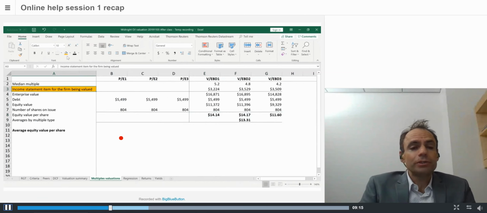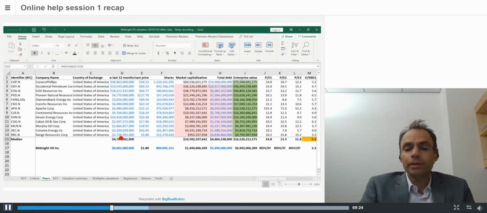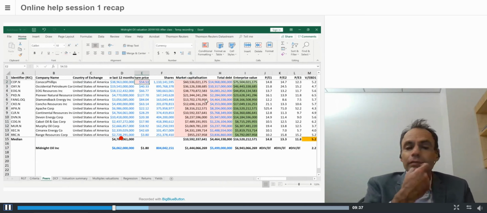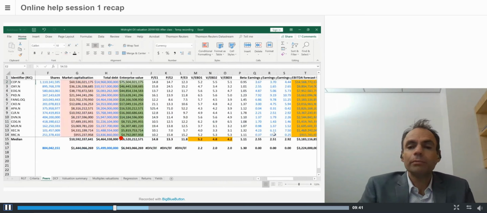So secondly, we're going to look at our price earnings multiples, and the computation is going to be slightly different. The price earnings multiple, if I go to my peers tab, I can illustrate this, is the ratio of share price to the earnings per share. So you can see, for example, ConocoPhillips with the ticker COP has a share price of $54.53, and it has an earnings per share projection for forecast year 1 of $3.67.